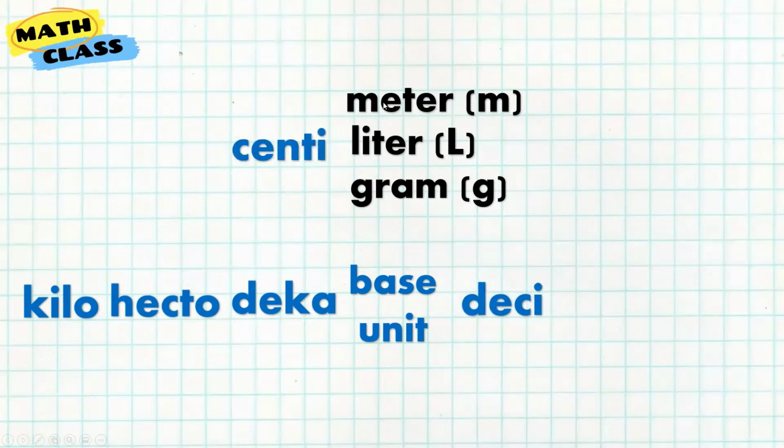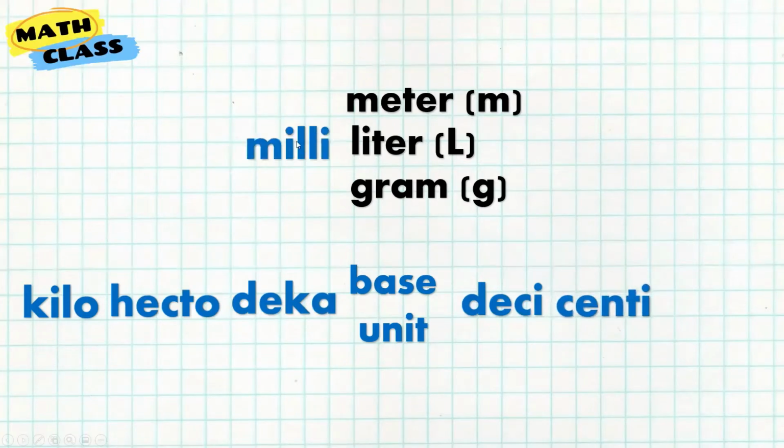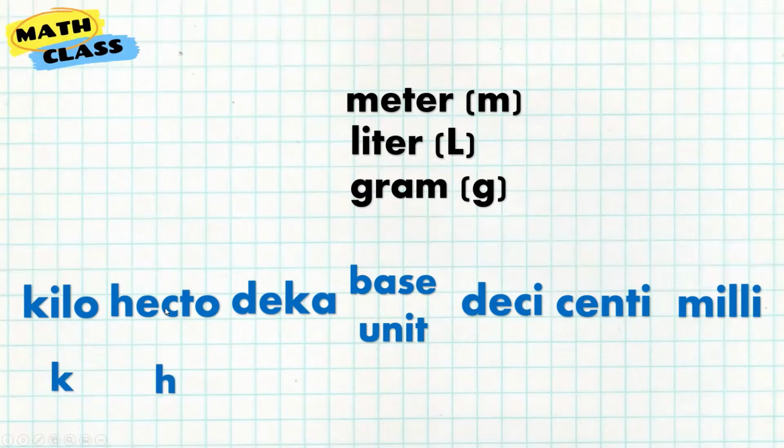We also have centimeter, centiliter, and centigram. And the last one that I will include here is the millimeter, milliliter, and milligram. There are also other prefixes that we can use just like nano and other, but I did not include it here in this video already. So we are just going to discuss from kilo up to milli. So the symbol that we use for kilo is K, for hecto is H, for deca is DA, for deci is D, for centi is C, and for milli is M.